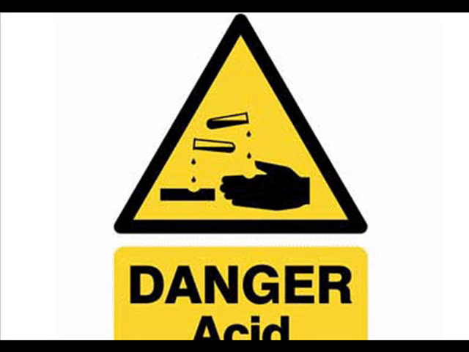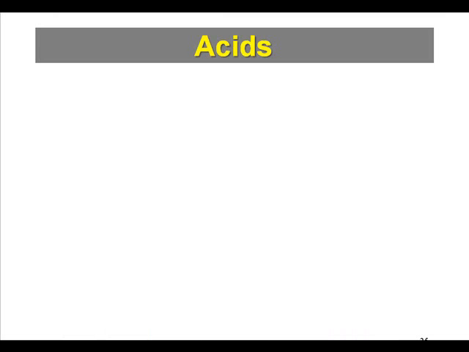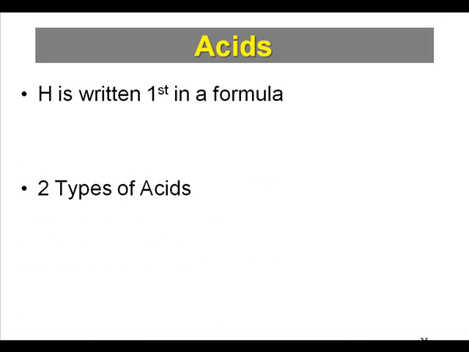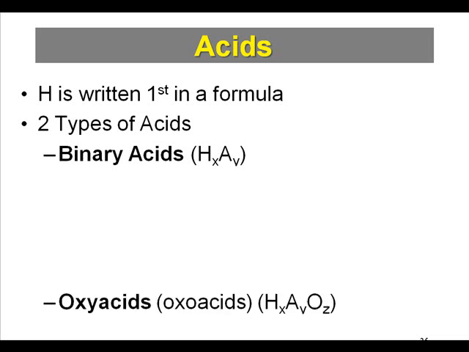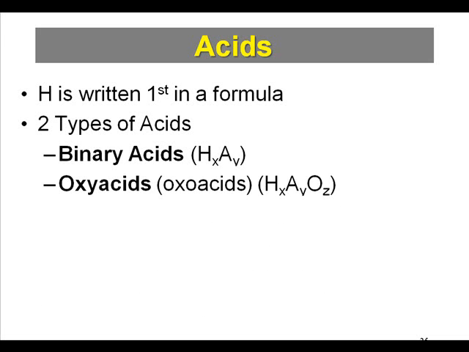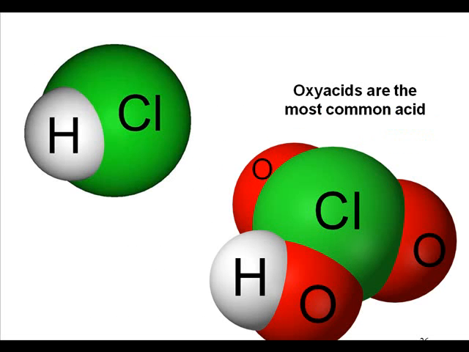Acids is the fifth and final category to work with. In the naming of acids, the hydrogen is written first, and there are two groups of acids. One is the binary, and the other one is the oxyacids, which contain the oxygen. So let's take a look at how you go about naming these two groups. The oxyacids, which you see there, HClO3, as opposed to the HCl.